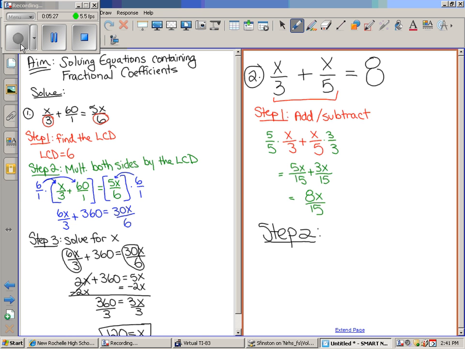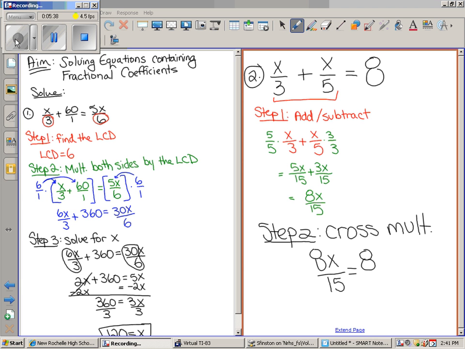Step 2. Cross multiply. What do I mean by cross multiply? Sorry for the skip for anybody watching the video. The computer was acting really slow.